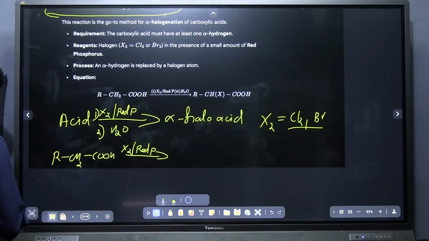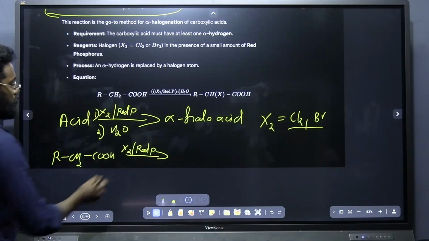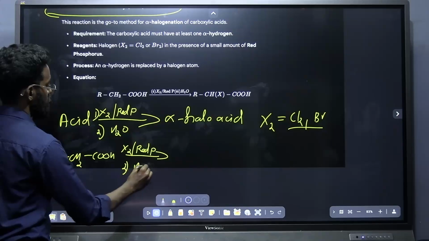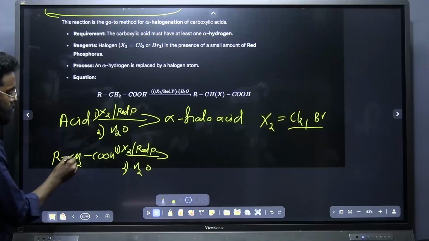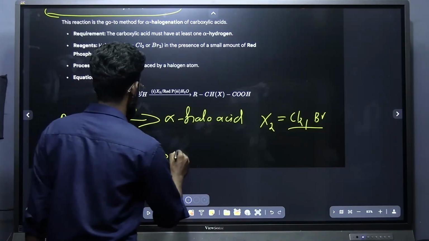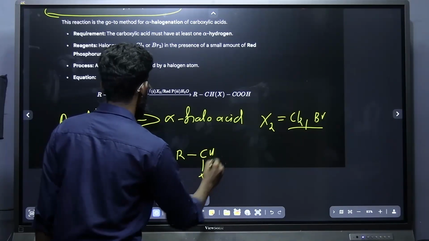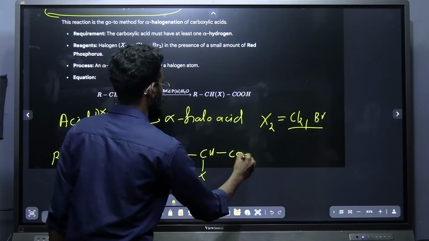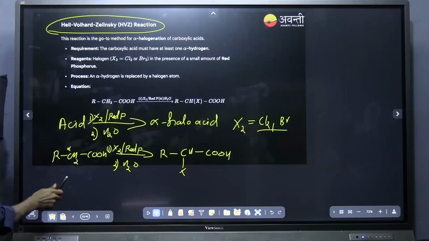Just what you have to do, just replace the hydrogen from the alpha. This is the alpha carbon. Replace the hydrogen with the halogen that I am adding here. COOH, that is alpha halo acid. That is the only thing you have to note down.